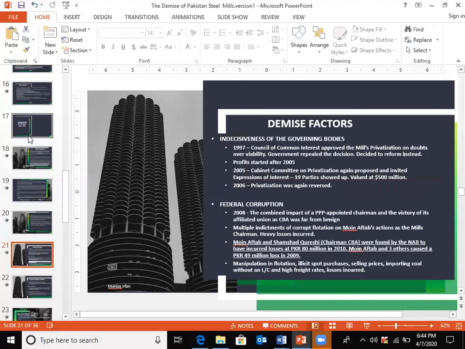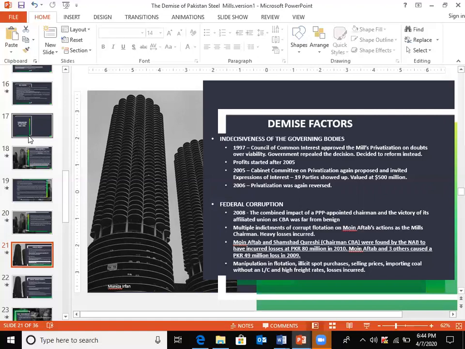The corruption. This is perhaps a very big problem that has been highlighted in the article. Mr. Moin Aftab was mentioned during his period of time. He was eventually asked to leave, but there were a lot of heavy losses that the company incurred during their period of time.